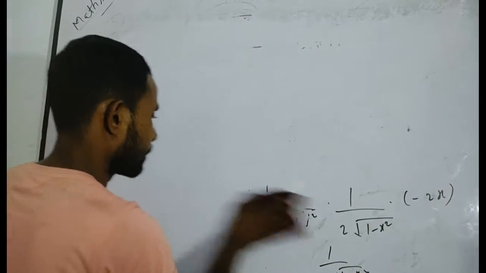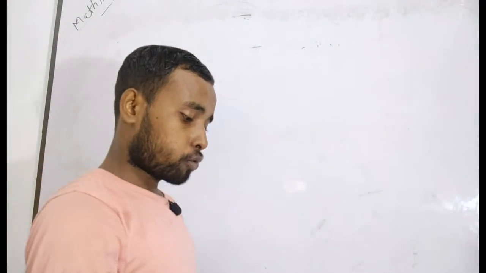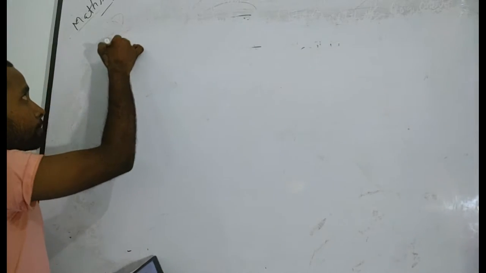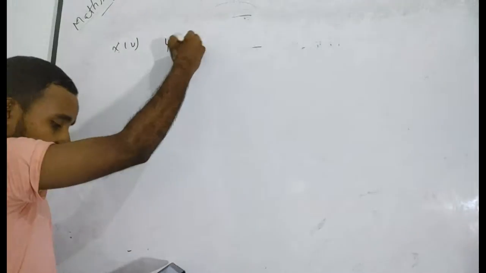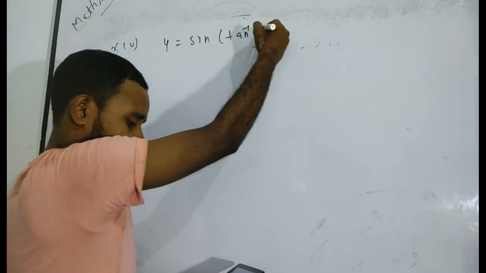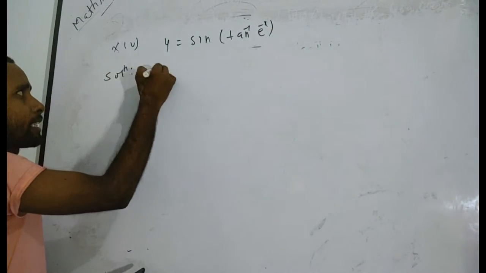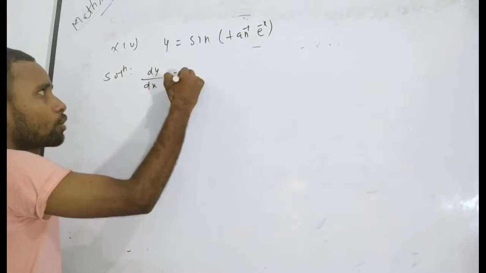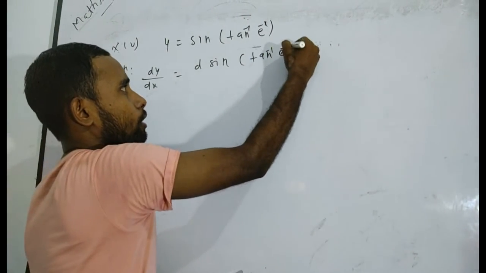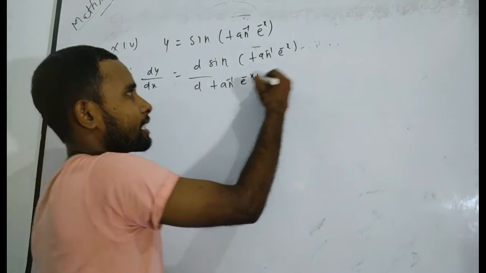Now, see here the next question. Question 14 and 15. Firstly, see question 14. Y is equal to sin tan inverse e to the power minus x. Firstly, differentiate on both sides. In that case, you will get dy dx is equal to the derivative of sin tan inverse e to the power minus x with respect to which function? Tan inverse e to the power minus x.